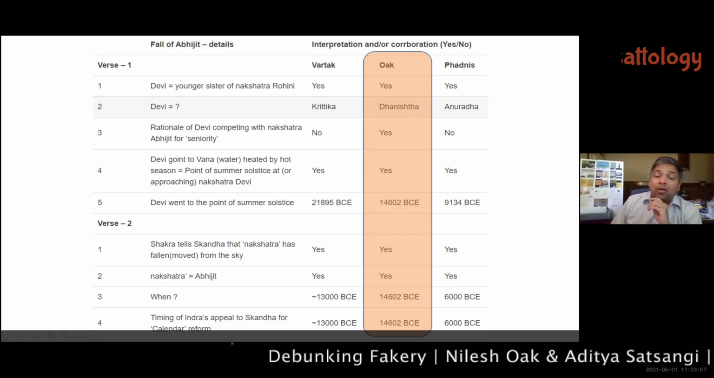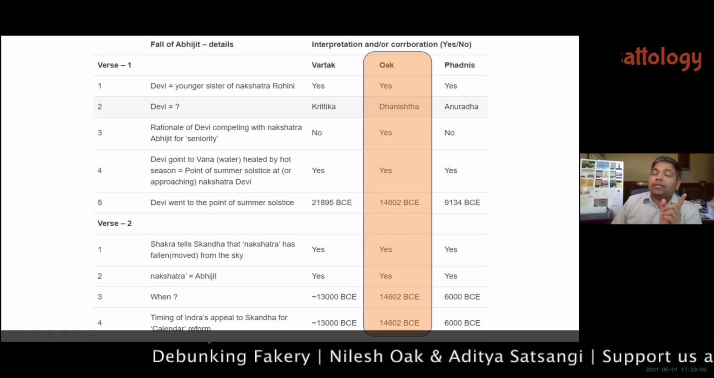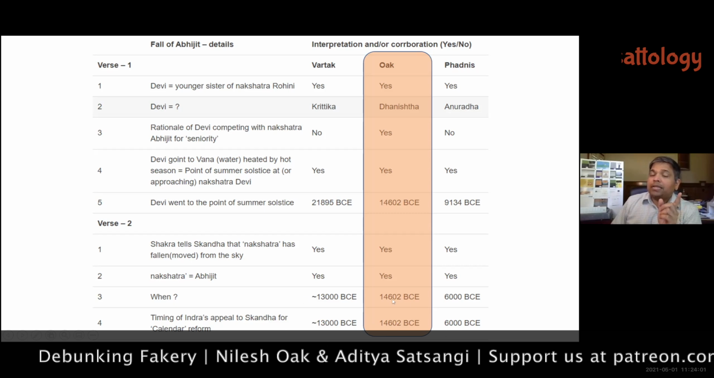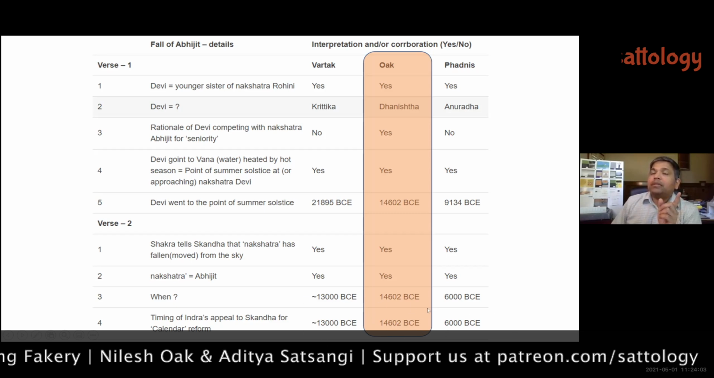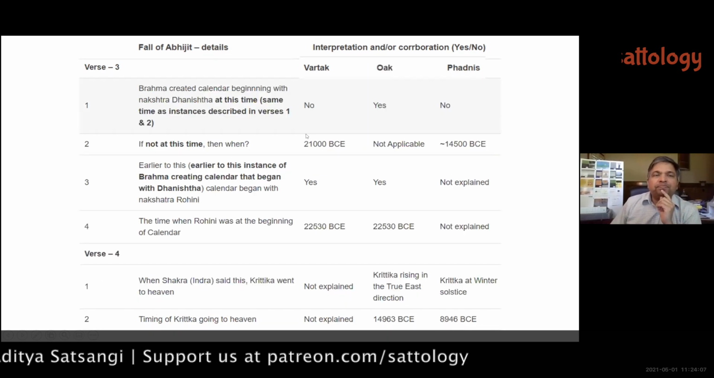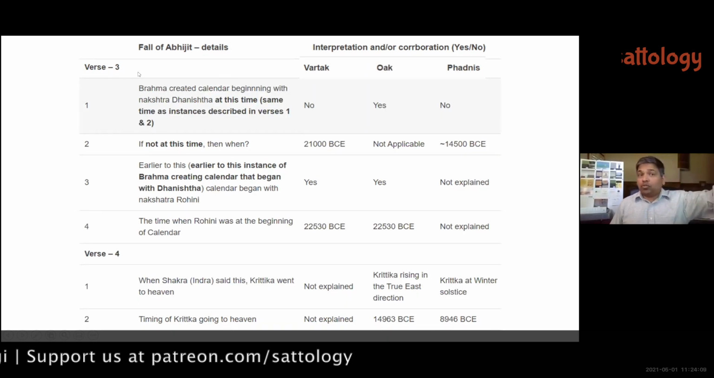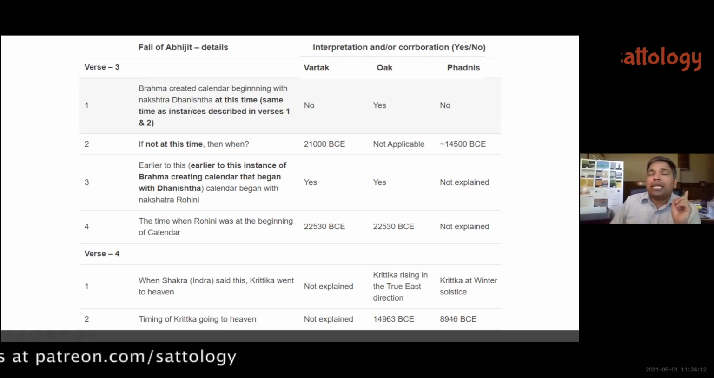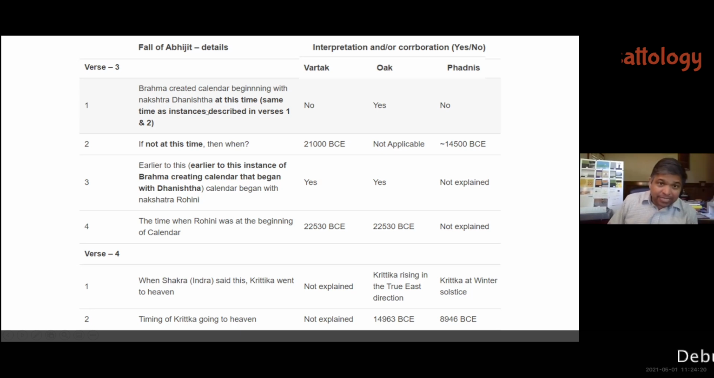Now, the timing of Indra appealing to Skanda for a calendar, again, Vartak and Oak are in agreement, and that's correct. Fadnis is not correct. Quickly, last one. Verse number 3, I'm talking about those 4 verses. Brahma created the calendar beginning with Nakshatra Dhanishta. Okay, do they agree? Vartak actually doesn't. Is the timing the same as the previous 2 events?